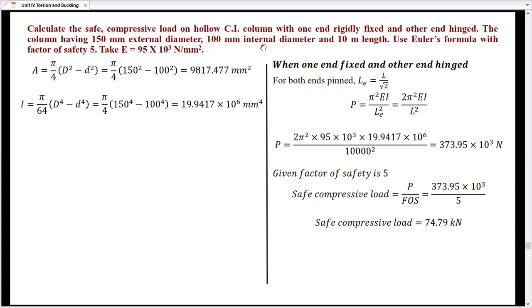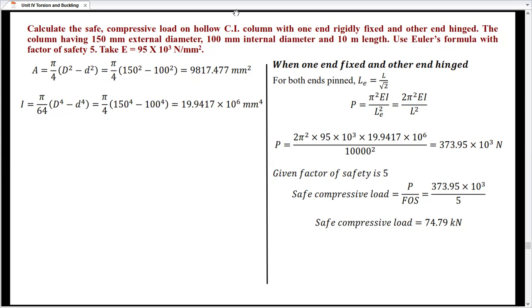Now, suppose the statement is: calculate the safe compressive load on a hollow column, with one end rigidly fixed and the other hinged. The column has 120 mm external diameter, 100 mm internal diameter, and 10-meter length. Use the Euler equation with factor of safety 5. Take the modulus of elasticity as 95 into 10 raised to 3 Newton per mm square. Now this statement is available.